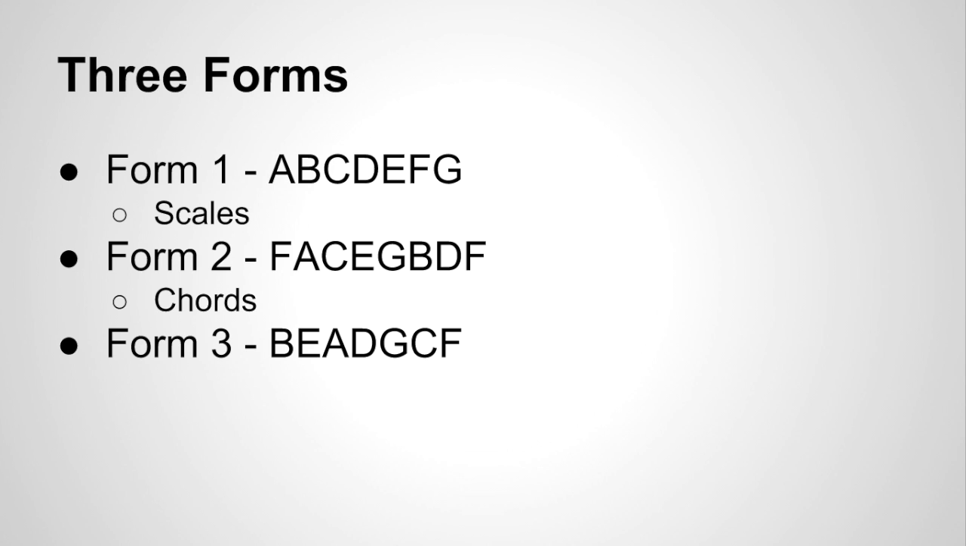We can never get enough of that. Form 1 is A, B, C, D, E, F, G, and so forth, just consecutive letters of the alphabet. That's for scales. Form 2, F, A, C, E, G, B, D, F, is every other letter, so I skip a letter. That's usually for chords. And Form 3, B, G, C, F, that's for our key signatures. That's skipping every two letters.